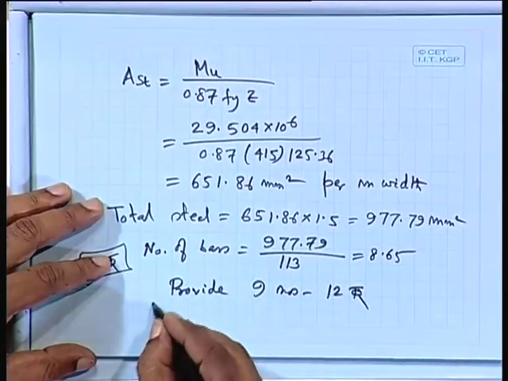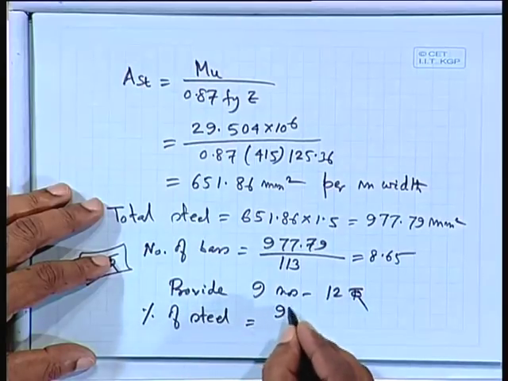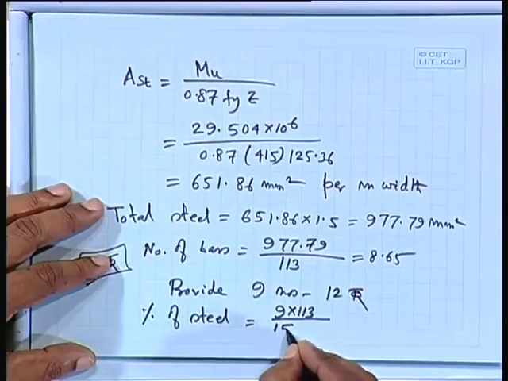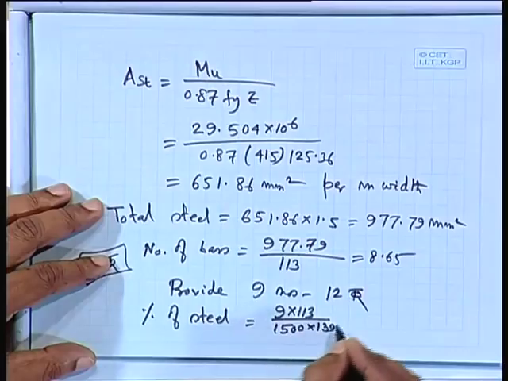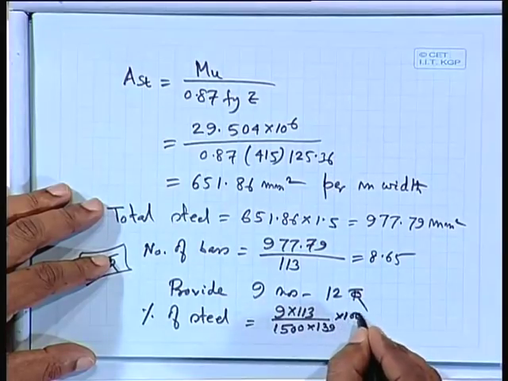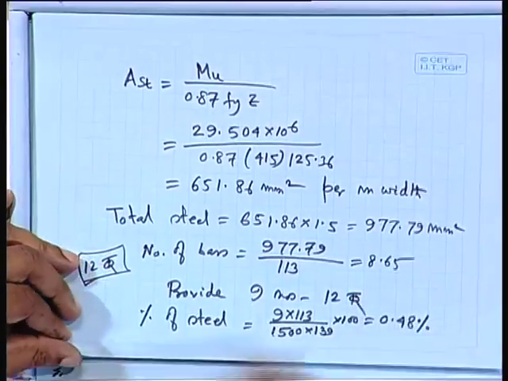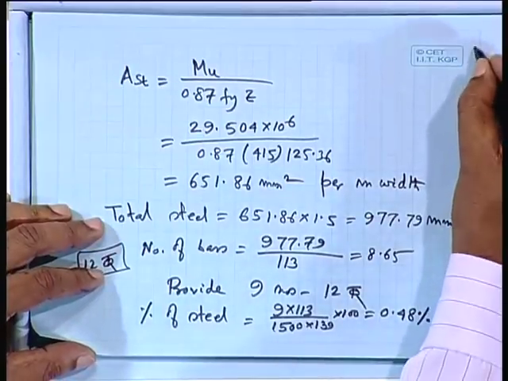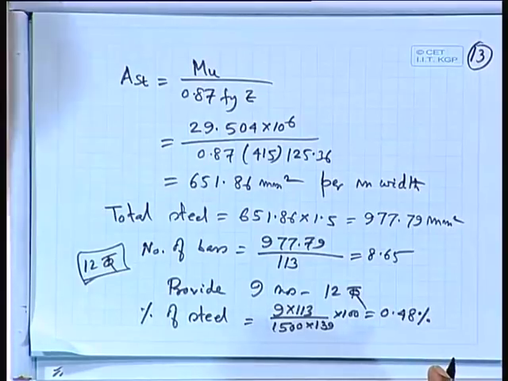What about percentage of steel? 9 into 113 divided by 1500 into 139, this is the width I am talking about, and into 100 equals 0.48 percent. So percent of steel you have got is 0.48. Okay. So we know the steel and we also know the effective depth.